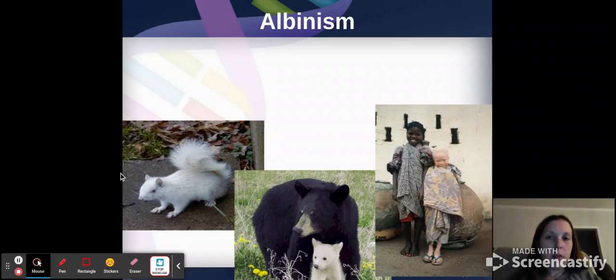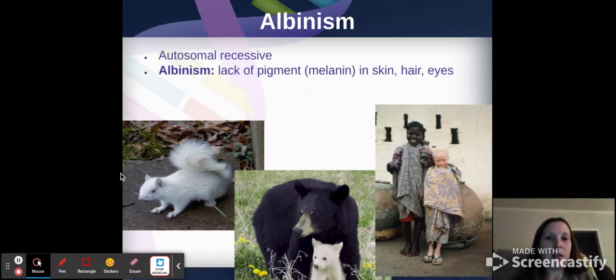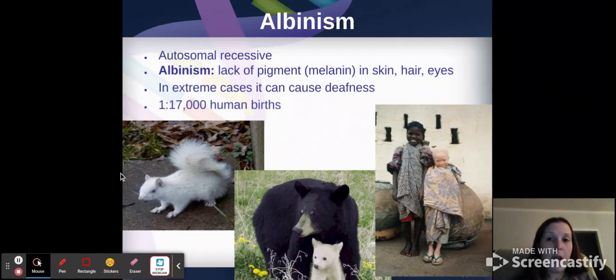Albinism is another one. So you guys know what albinism is. It's also recessive, and it's a lack of pigment or melanin in the skin, eyes, and hair. In extreme cases, it can cause deafness as well. And this affects about 1 in 17,000 human births, but it also affects other species.